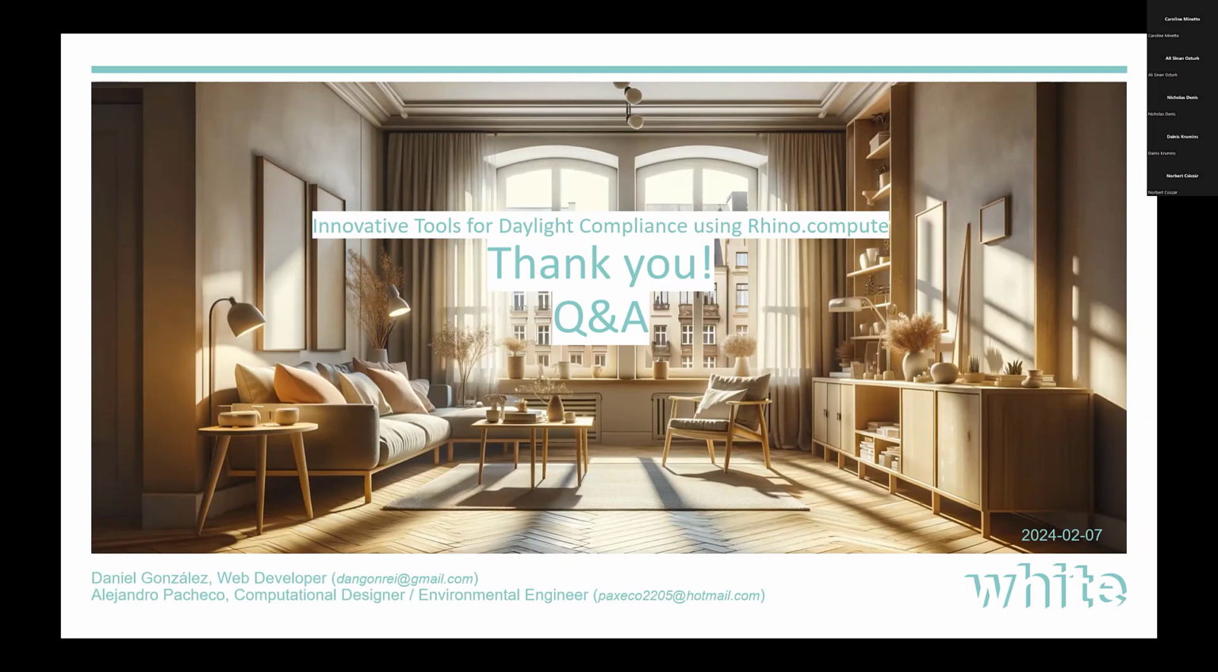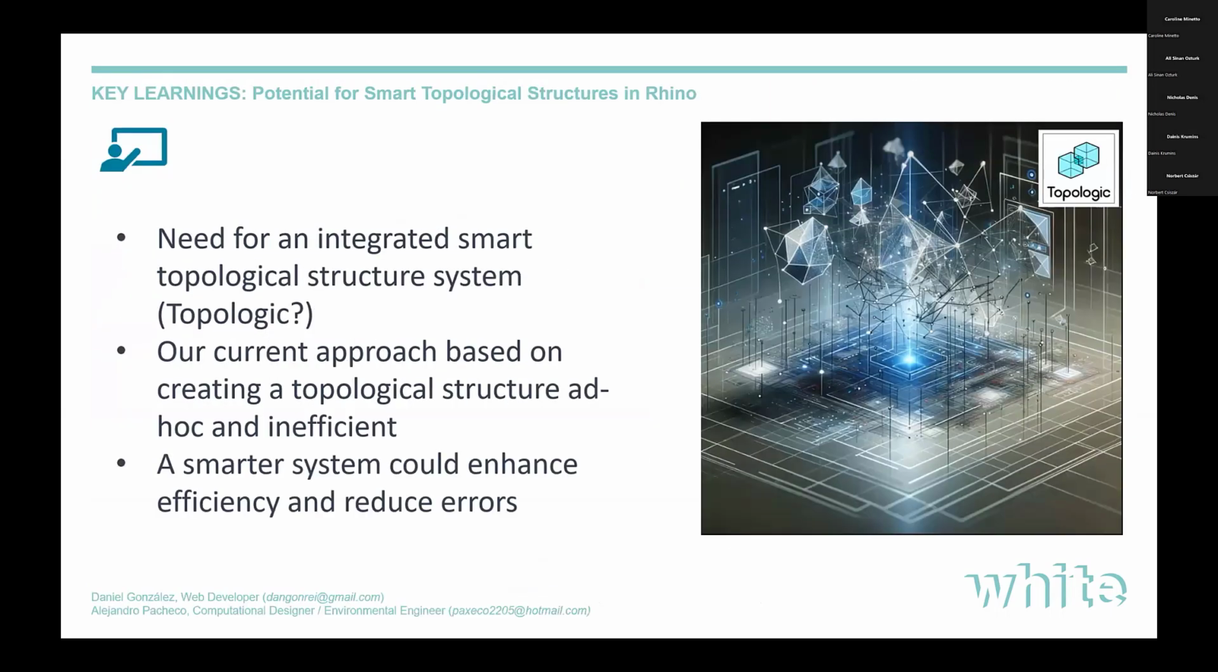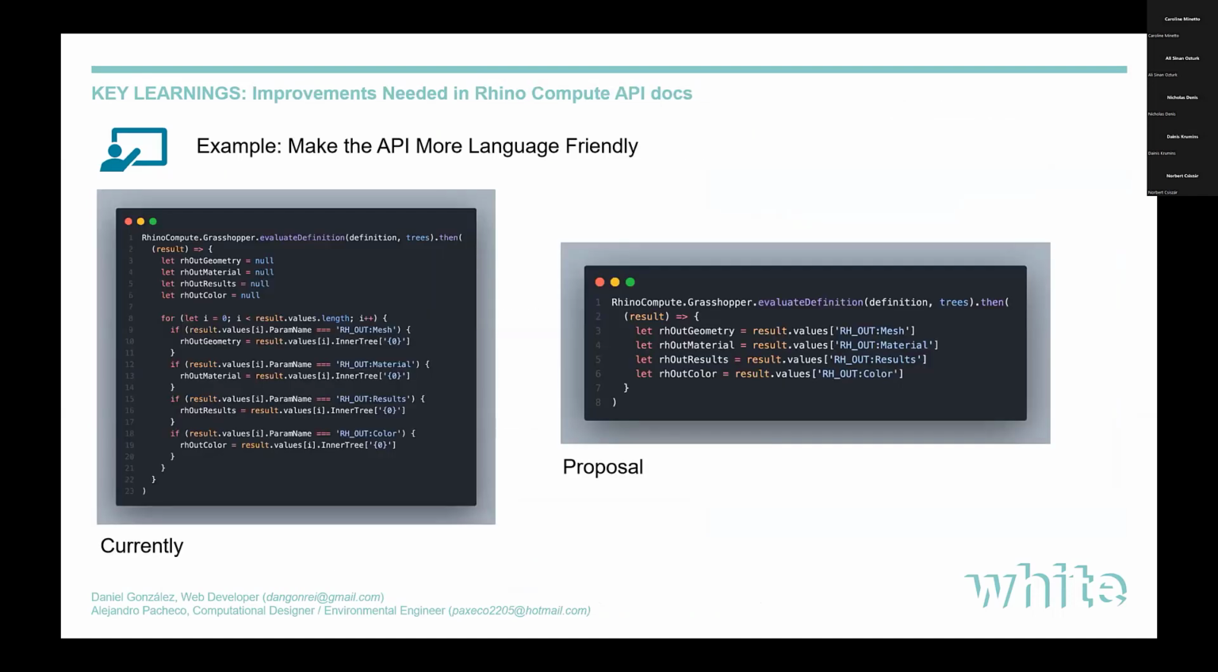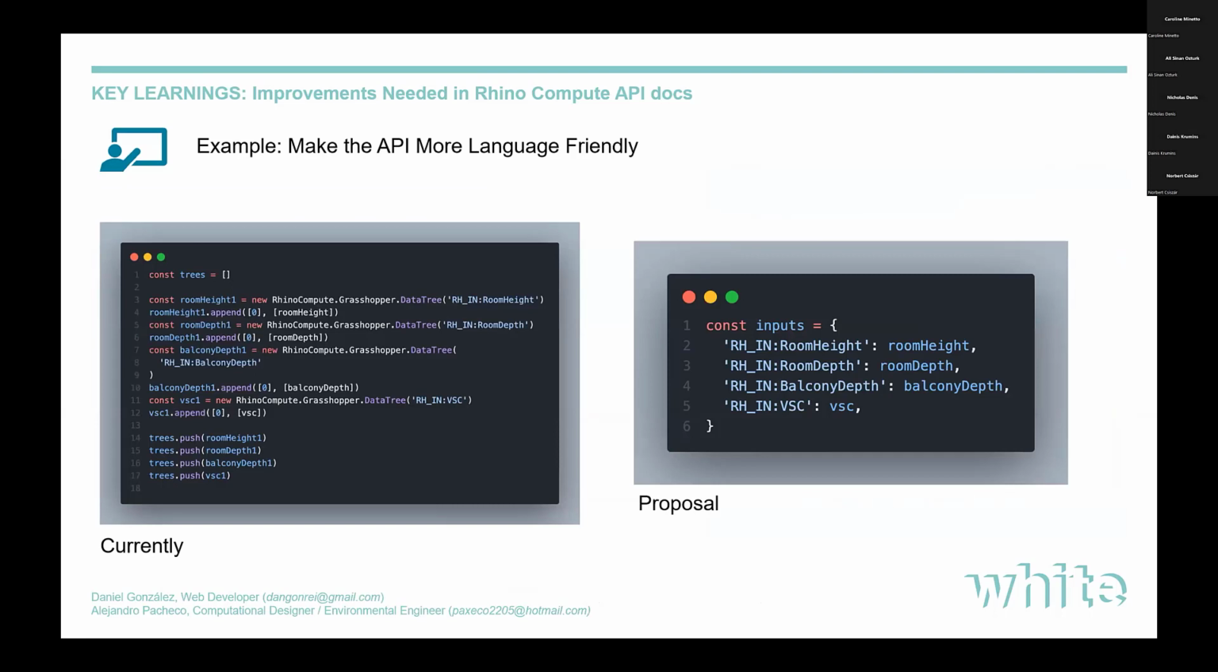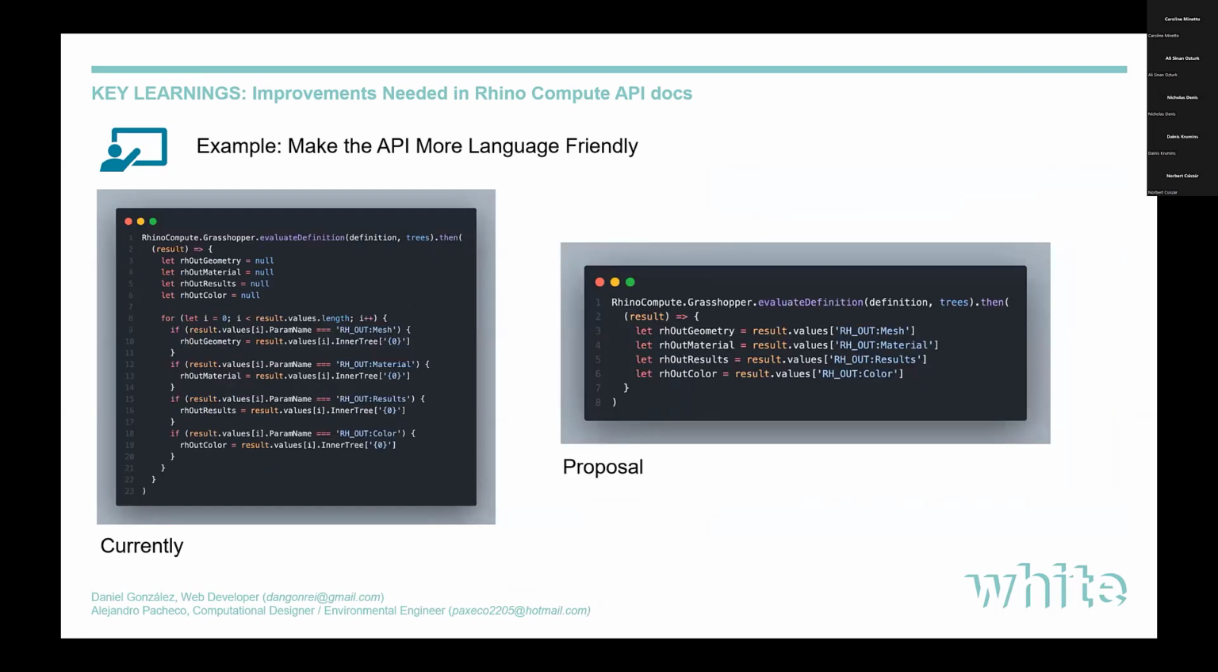Actually, if you go back to the improvements on the API, I think we can see there. Yeah, the second one with the text. The next one, that one. So when you call the API to interact with Rhino from Node.js in this case, you can see Rhino.Compute.Grasshopper.evaluate definition. And that definition, the first argument on that function call, is the encoded Grasshopper file.